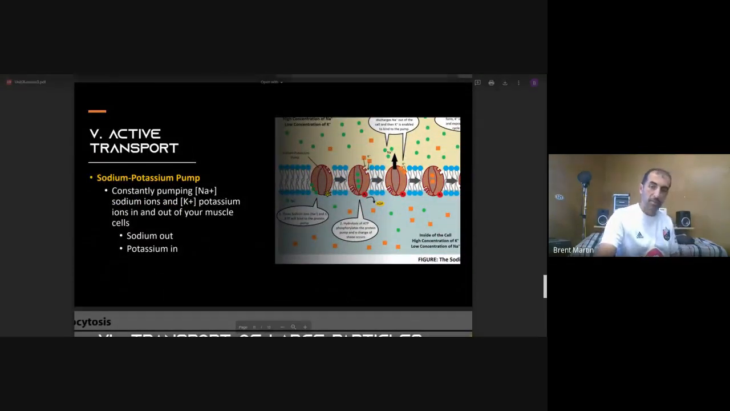Now, don't let this sodium-potassium pump here overwhelm you. It's not that difficult. Your body is constantly pumping sodium ions and potassium ions in and out of your muscle cells. Sodium is moving out, potassium is moving in. Your body does this because it's part of your muscles contracting and relaxing and doing work.